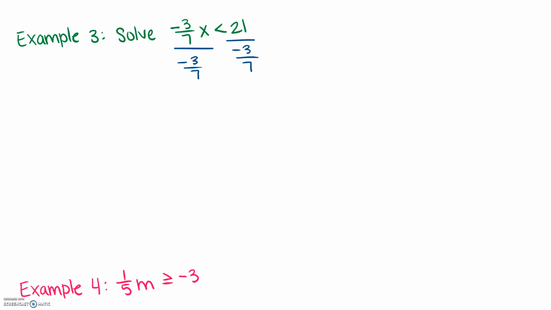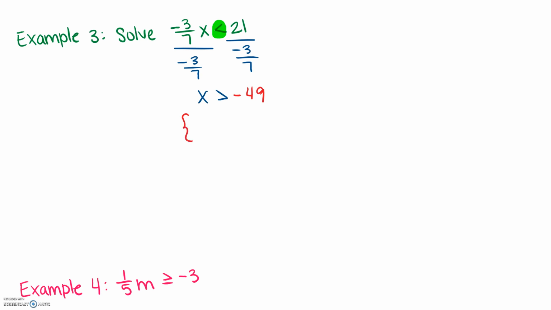So when we divide over here, we're canceling those two out and we're left with x. Now we have to change the sign, so we must reverse that. So instead of less than, it's going to be greater than, and 21 divided by -3/7 gives us -49. Now we have to write that in our set builder notation.